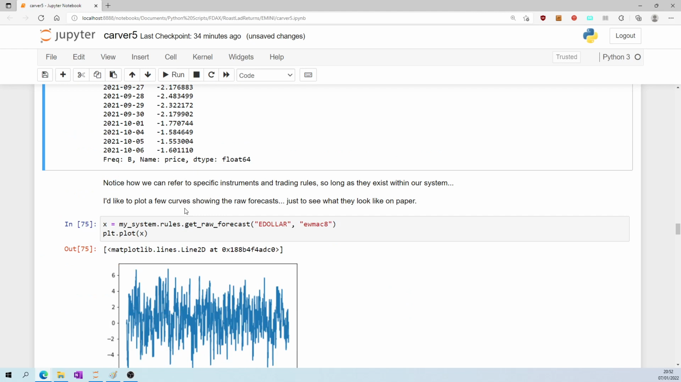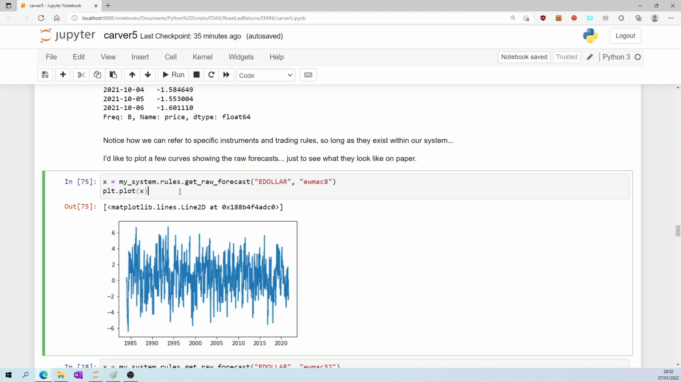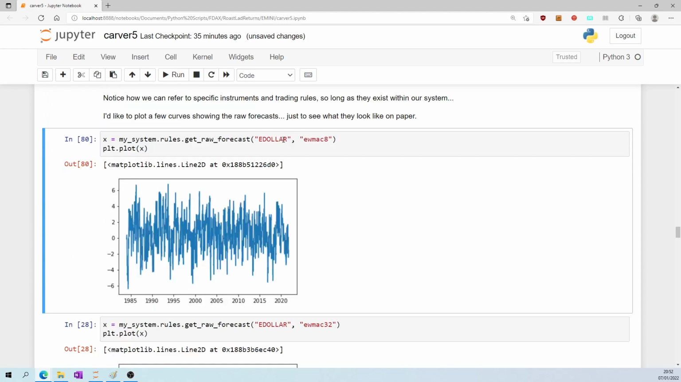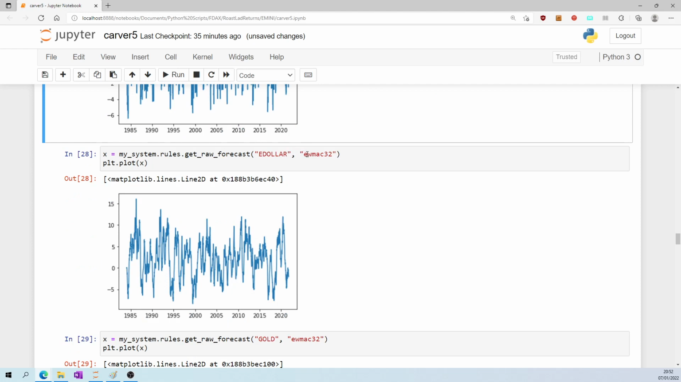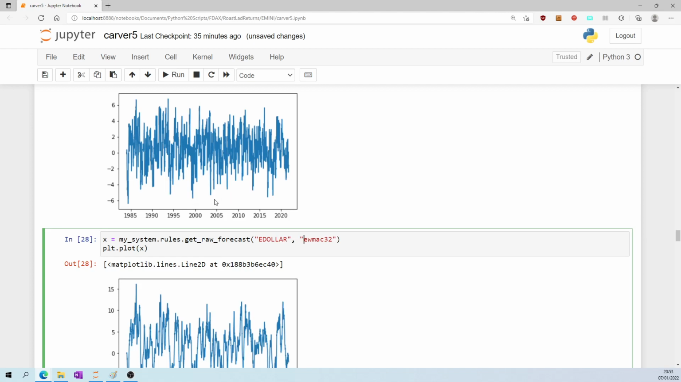I'd like to plot a few curves showing the raw forecasts because I want to see what they actually look like. So I do, first of all, for euro-dollar, EWMAC 8, and it fluctuates over the last few decades between -6 and +6. For euro-dollar EWMAC 32, it fluctuates between -5 and +15. It's less erratic, which I would expect because this is a slower trading rule. Not quite as sensitive as EWMAC 8.